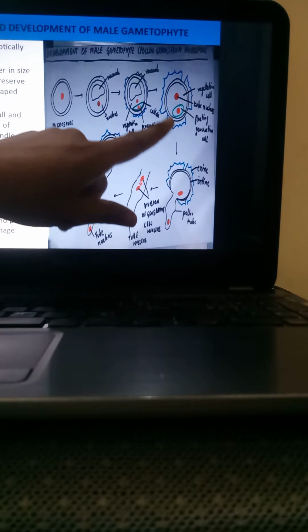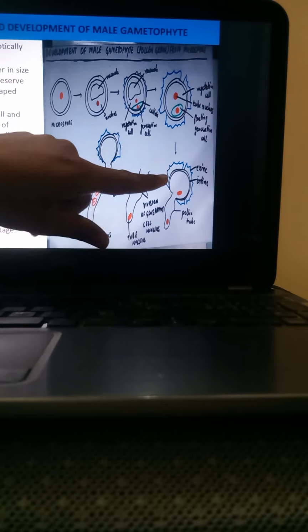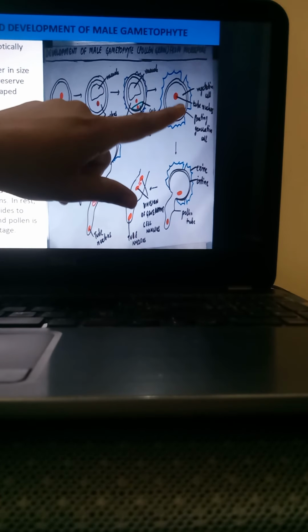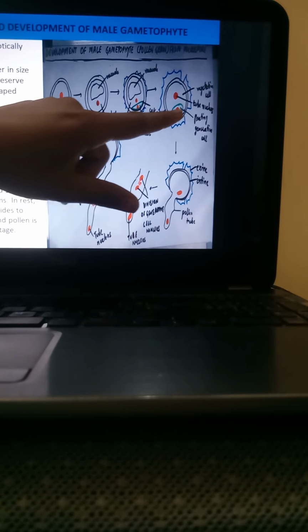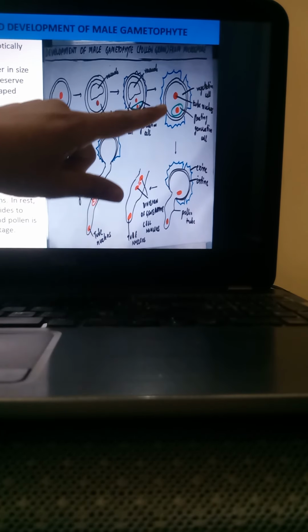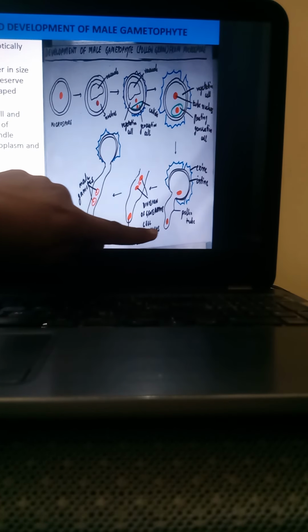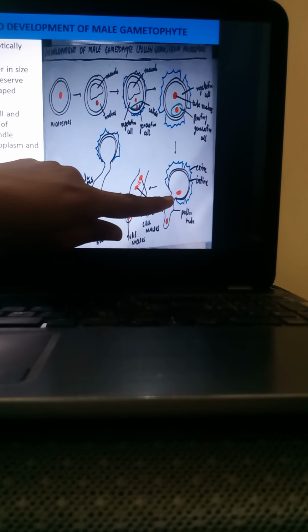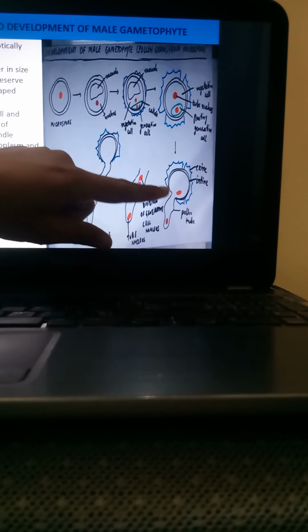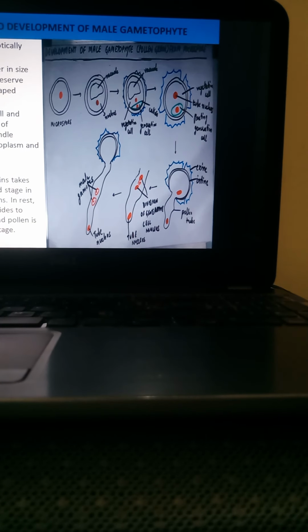So this floating generative cell now dissolves the callose layer which is present outside it. That is, the callose has been dissolved, and the generative cell nucleus is present inside the vegetative cell. This vegetative cell nucleus is also called the tube nucleus because it is the first nucleus to emerge through the germ pore. First, the tube nucleus will be moving out via the pollen tube when the pollen tube emerges from the germ pore, and then the generative cell nucleus will be following.